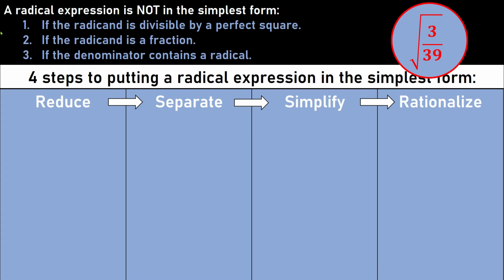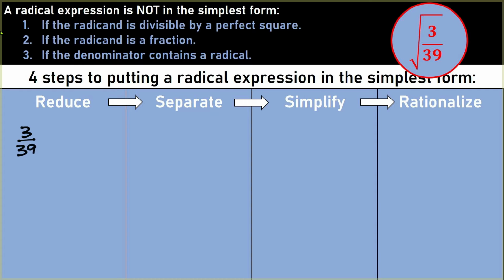So I'm going to start out with step number 1. I'm going to reduce that fraction. So I have 3 over 39 as my radicand, and I divide the numerator by 3, and I divide the denominator by 3. And the resulting fraction after it is reduced will be 1 over 13. So that's the reduce step. I'm done. But I need to remember, I was only working with my radicand at that point. I still have the square root of 1 over 13.